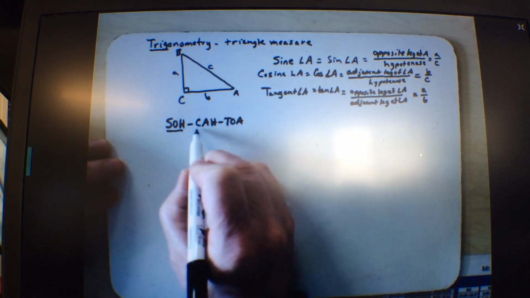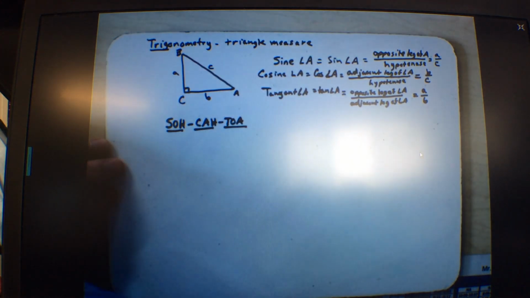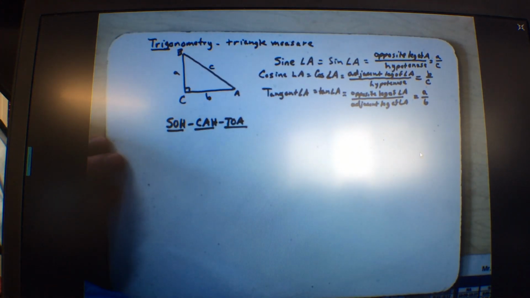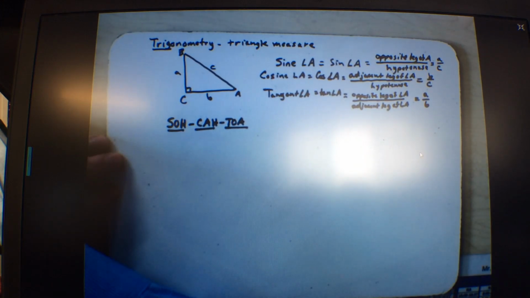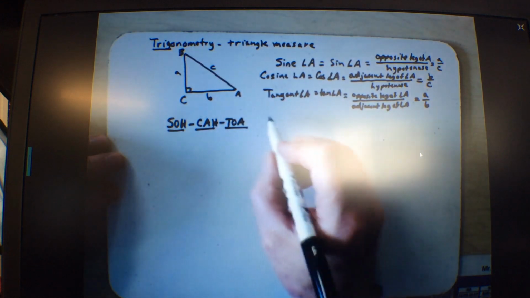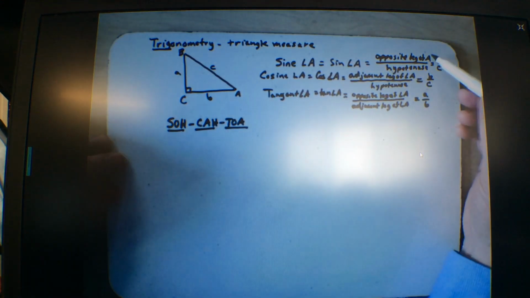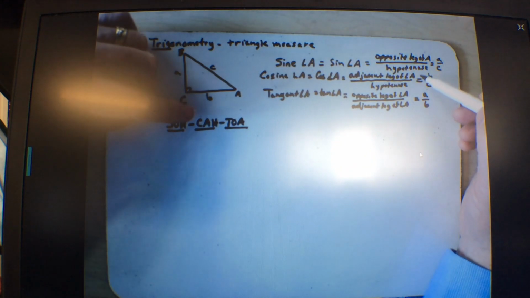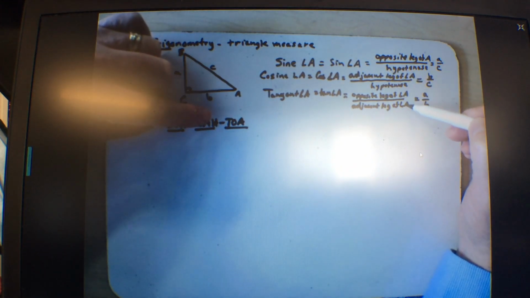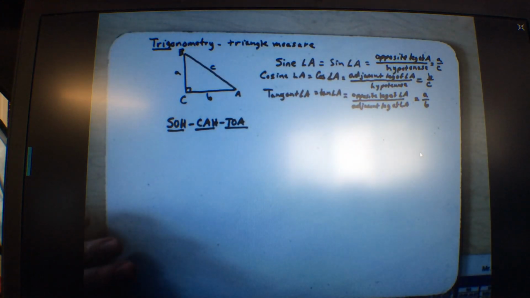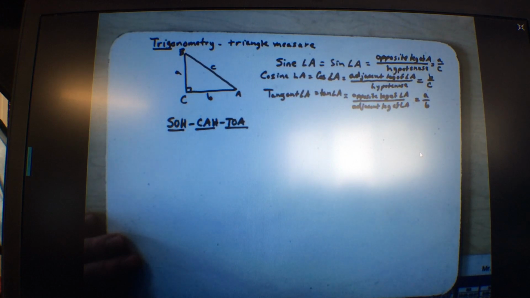Stands for SOH-CAH-TOA. Some people just say so-ca-toa. Sometimes I say soa, but it's really so. Okay, it stands for sine is opposite over hypotenuse, cosine is adjacent over hypotenuse, and tangent is opposite over adjacent. SOH-CAH-TOA. Okay? I have a lot of students that write that at the top of their page before they ever begin an assignment.